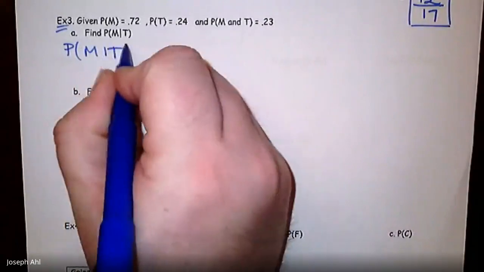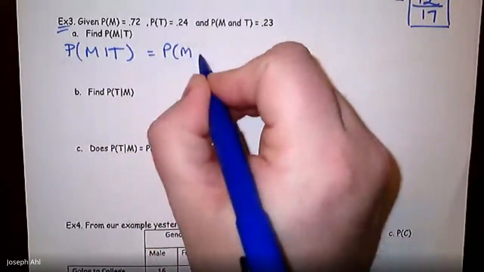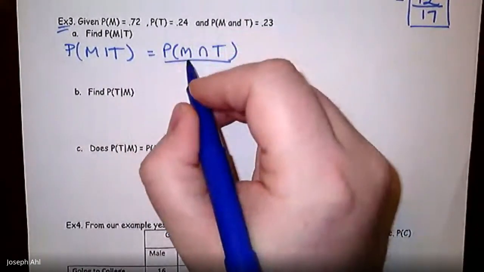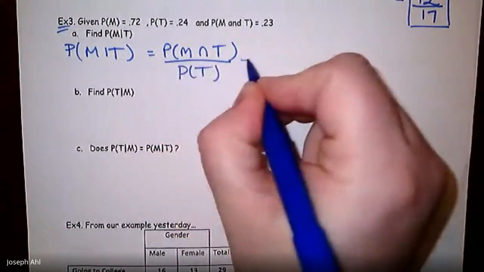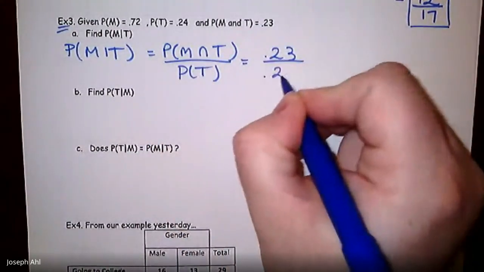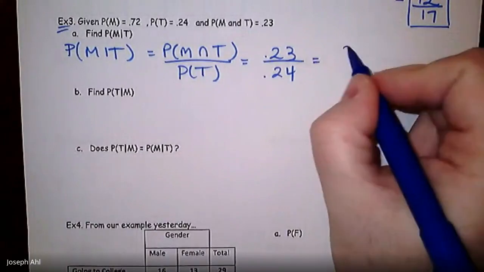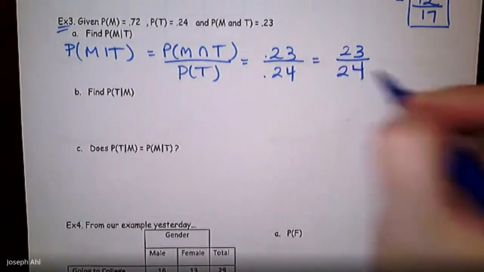Okay, so in example 3, the probability of M given T is the probability of M and T over the probability of T. And if I use the info from above and just plug in what I know, we get that the probability of M given T is 23/24.